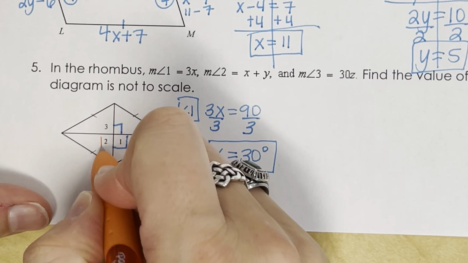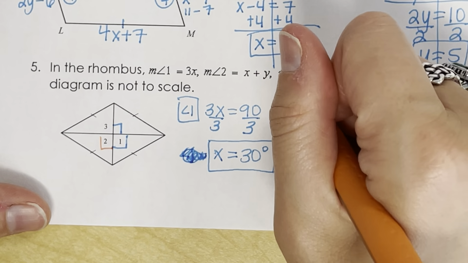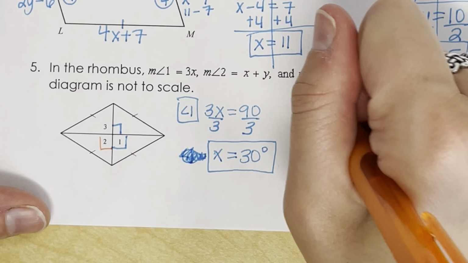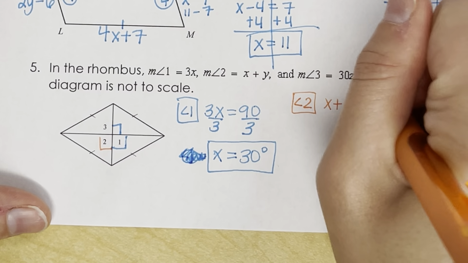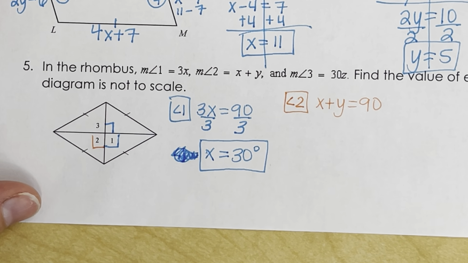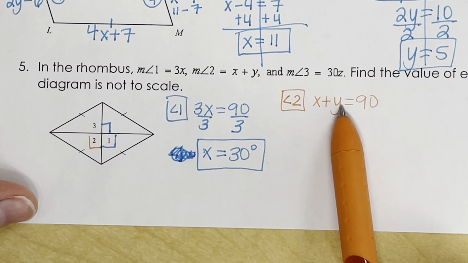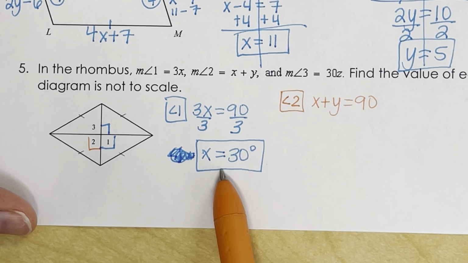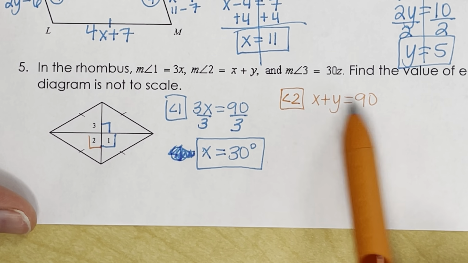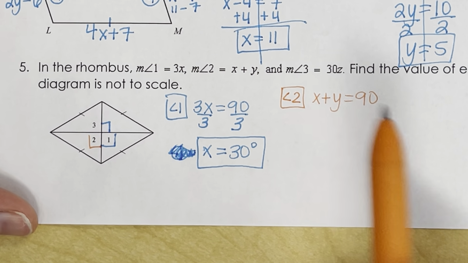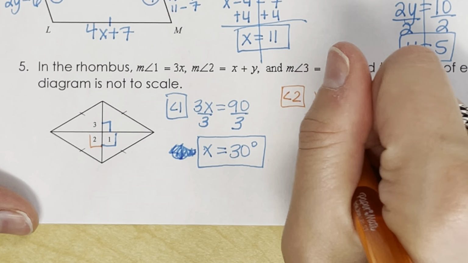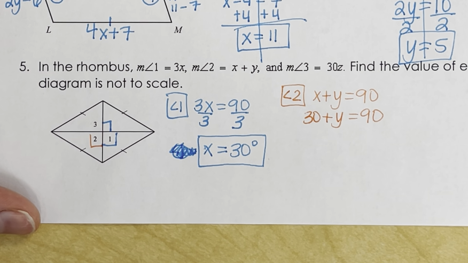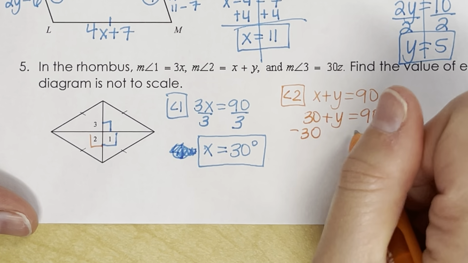Angle 2, again, should be 90 degrees. Now, angle 2 has the equation x plus y, and I'm going to set it equal to 90. Now, just like in my last problem, I've got a little bit of an issue, right? Because I've got an x and a y, and I've got no numbers. I'm going, what the heck do I do now? But you already figured out what x is. X is 30. So I'm going to plug it in or substitute it where I see the x. So 30 plus y equals 90. Now it's one step to get the y by itself. I'm going to subtract 30 from both sides.